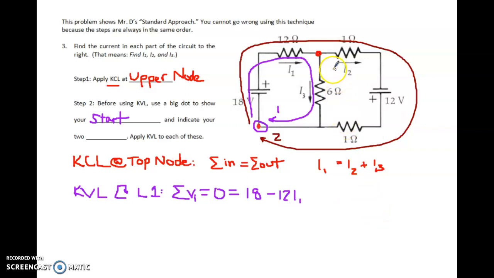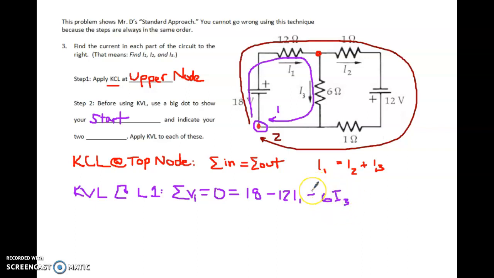What do I see next? Well, I've got a 6 ohm resistor, but I've got a different current. So I have minus 6I3. Now, 6I3, where's that coming from? That's just V equals IR. This is my resistance R. This is my current I. So I've got them in opposite order, but that is a voltage drop.